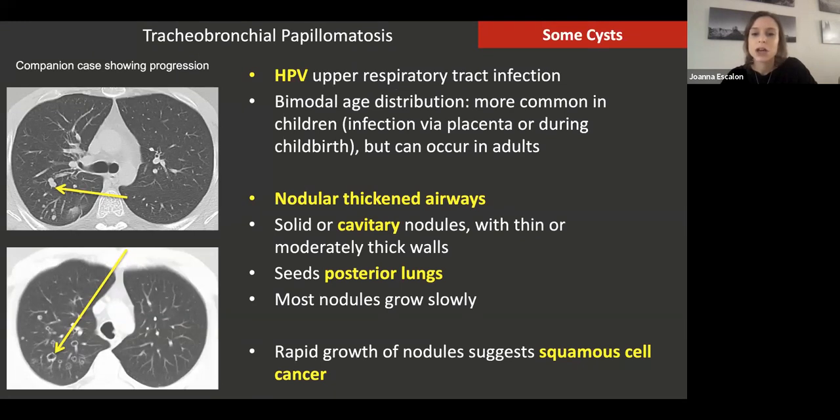What you're going to see on imaging is nodular thickened airways, solid or cavitary nodules, usually with a thin or moderately thick wall, like you see in these cases. They tend to seed the posterior lungs because it's coming from the airways, and as you lie down, it's that dependent distribution. Most nodules just grow slowly, but keep in mind that although rare, rapid growth of a nodule does suggest squamous cell carcinoma, which these patients are at risk for due to the HPV infection.